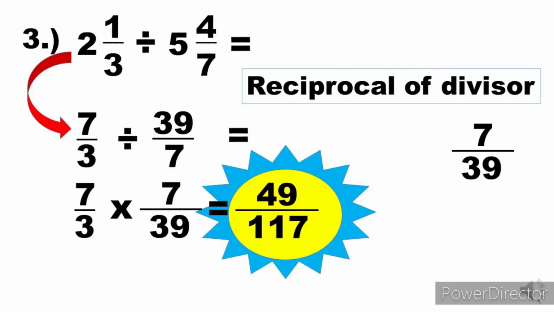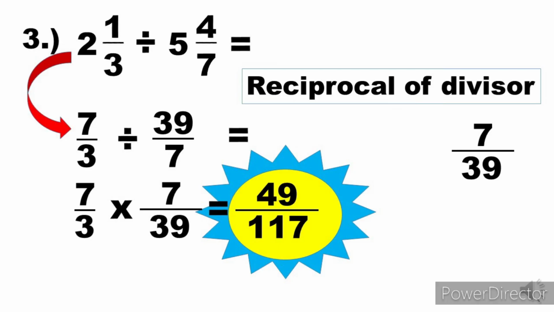And then, next step is, i-rewrite natin yung mga improper fraction na na-change natin. Okay? So, it becomes 7 over 3 divided by 39 over 7. And then, papalitan natin yung divide ng times and then get the reciprocal of the divisor. Which is, ang divisor natin dito is 39 over 7. So, it becomes 7 over 39.